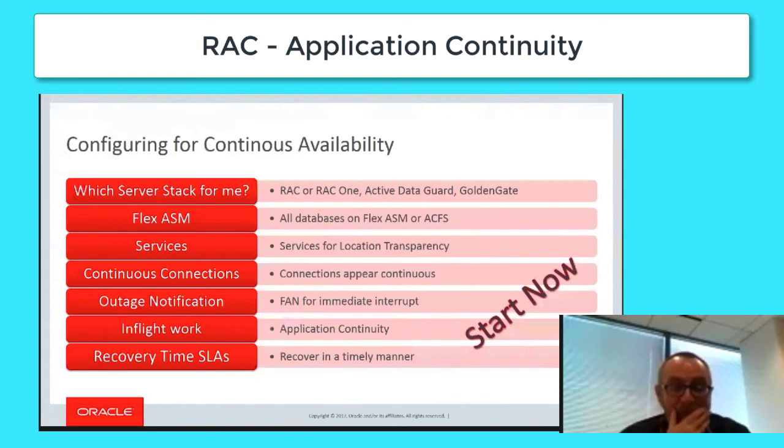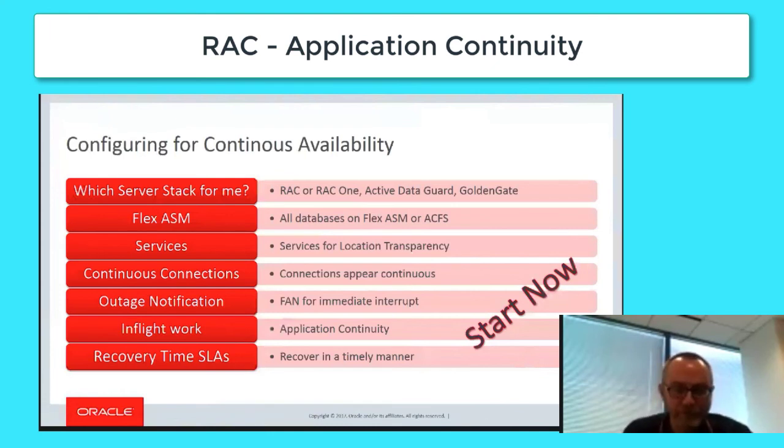Now, there are other things, of course, we want to configure for continuous availability. I'm not going to go into detail on all of these. These are things you should really be considering to get in place first anyway. The list goes top to bottom, but it's actually from the bottom up. The RAC or RAC One databases, obviously you probably want to use Active Data Guard. This is all supported in this continuous availability and application continuity scenario. GoldenGate fits in there as well. FlexASM kind of goes with the crowd.